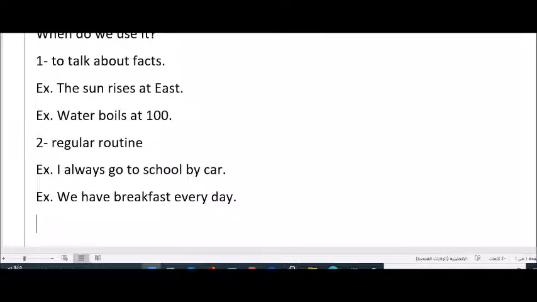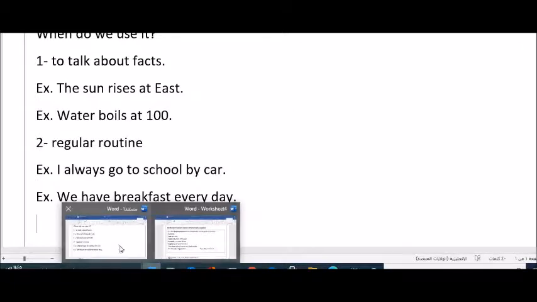Regular routine, things that are repeated all the time. They are not happening now, but they are always happening. Like, I always go to school by car. I am not at school now, but when I go to school, I go by car. We have breakfast every day. I am not having breakfast now. We are at lunch time, not at breakfast time, maybe, but I have breakfast every day.